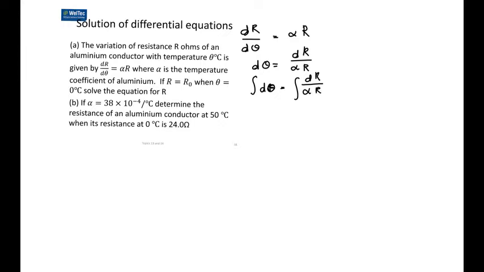Then if we integrate both sides, and bearing in mind that alpha is a constant, the left hand side becomes theta and the right hand side becomes 1 over alpha because it's a constant, and it's constant on the bottom, and r is also on the bottom, so natural log of r plus c. So that's our general solution.